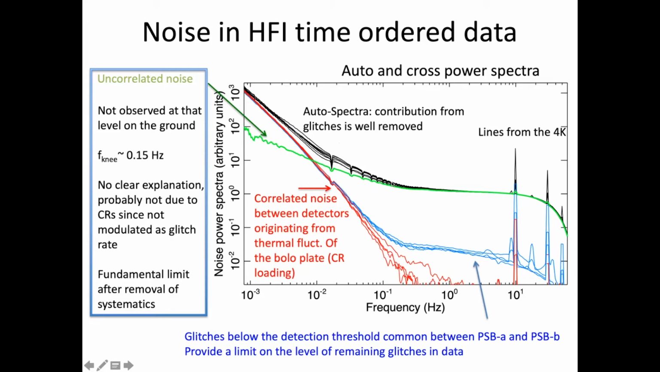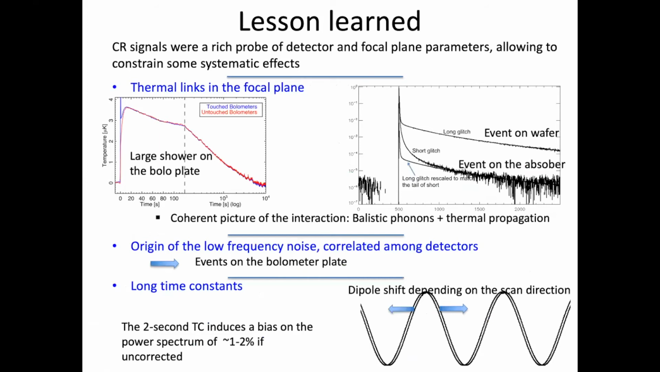So the knee frequency of this excess noise, 1/f noise, is 0.15 hertz. So it's a pretty high knee frequency. I have several arguments why this is not due to glitches, but except if you have questions, I'm not going to mention that now.